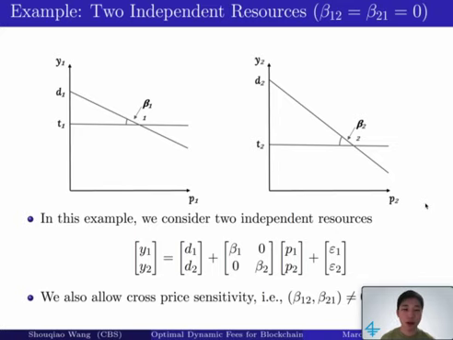However, in our model, we can allow the cross-price sensitivity parameter with respect to any two different resources to be non-zero. For example, in our framework, we can let beta 1,2 and beta 2,1 be non-zero.